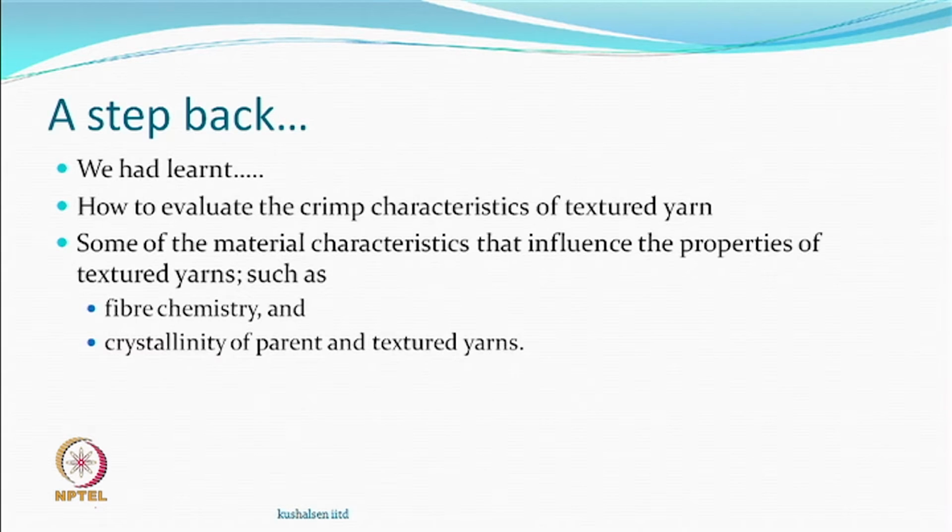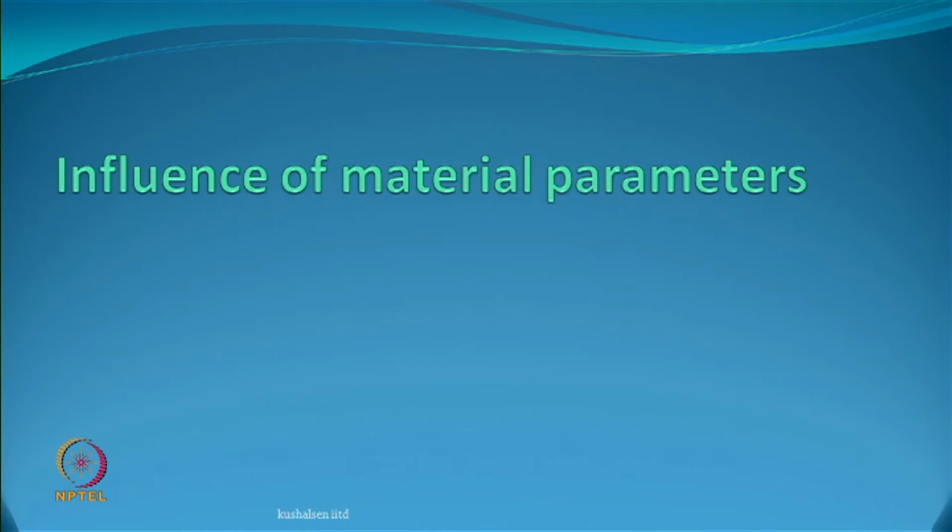So, a step back: we learnt how to evaluate the crimp characteristics of textured yarn, and we did talk about some of the material characteristics that influence the properties of textured yarn, such as the fiber chemistry and crystallinity of the parent and the textured yarns. So, we continue with these material parameters and see what kind of influence they can have.